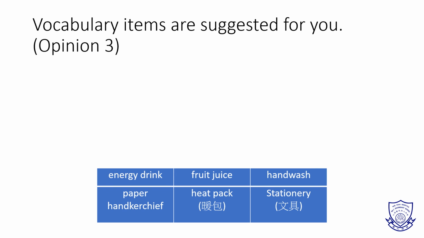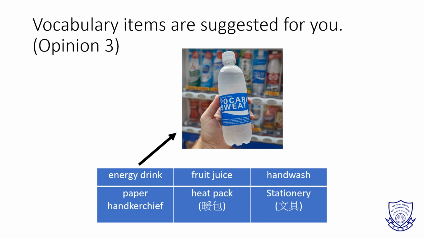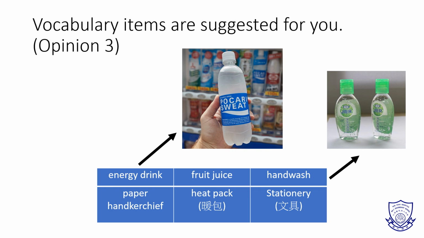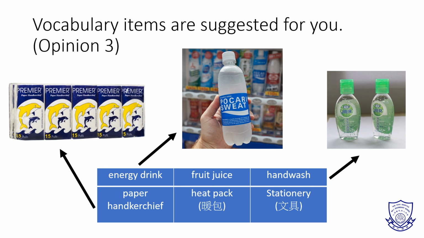As for opinion 3, you see there are 6 vocabulary items for you. Number 1, energy drink. Number 2, fruit juice. Number 3, hand wash. Number 4, paper handkerchief. Number 5, heat pack. And the last one, number 6, stationery.